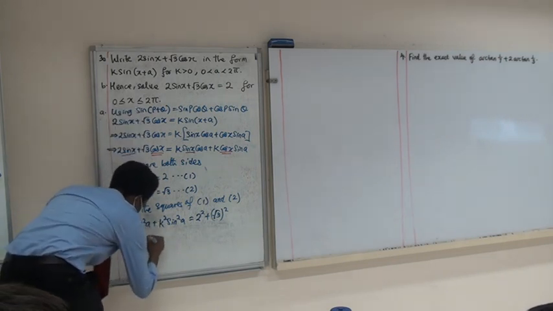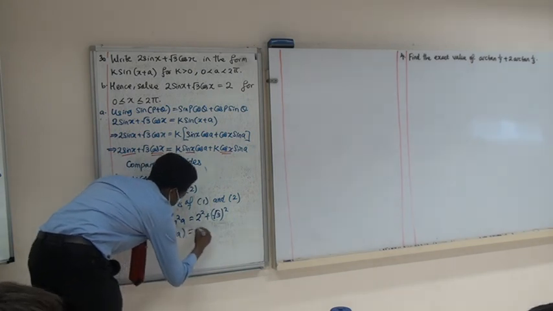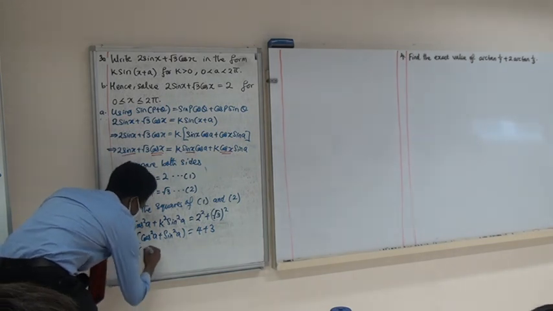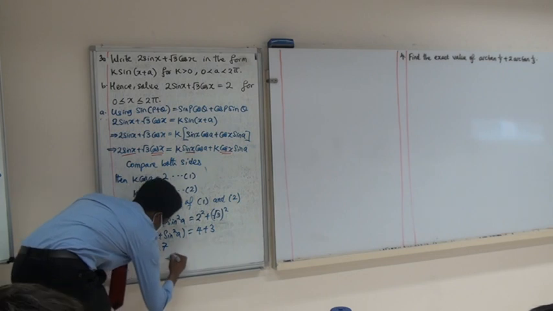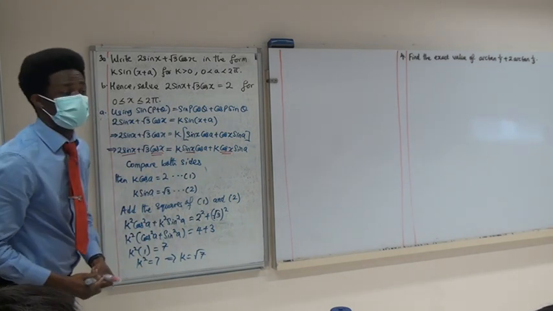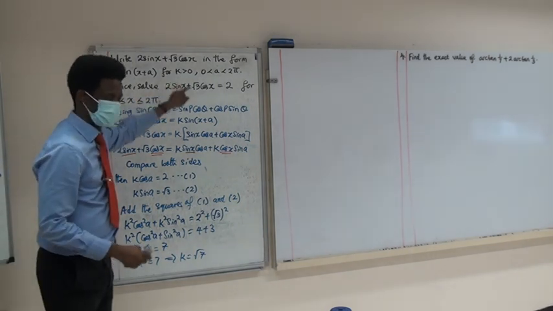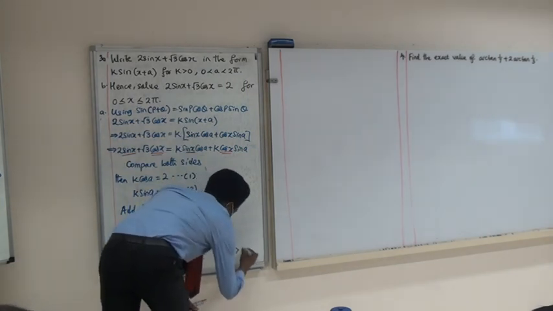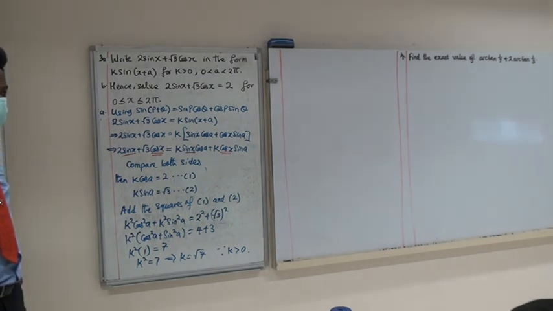Cos squared A plus sin squared A, which is equal to 4 plus 3. So k squared times 1 equals 7. If k squared is equal to 7, it implies that k is equal to plus or minus root 7, right? But we have a condition: k is greater than 0. So k is equal to root 7, because k is greater than 0. That's why you are not considering the other possible value of k.